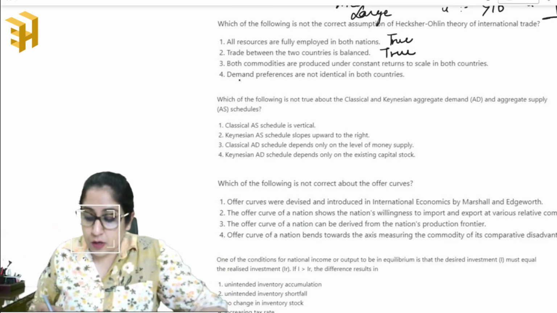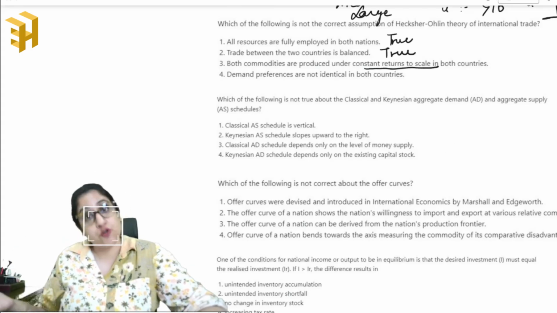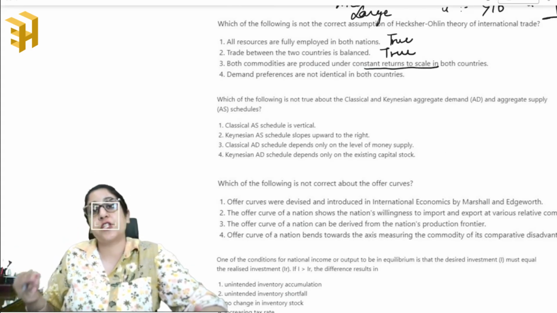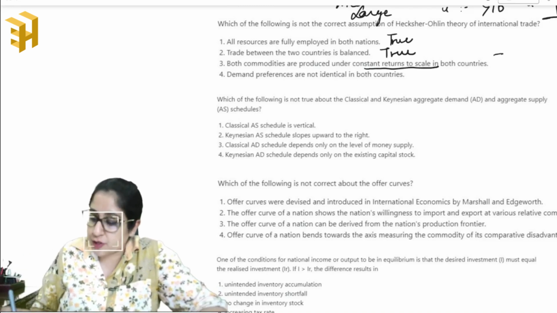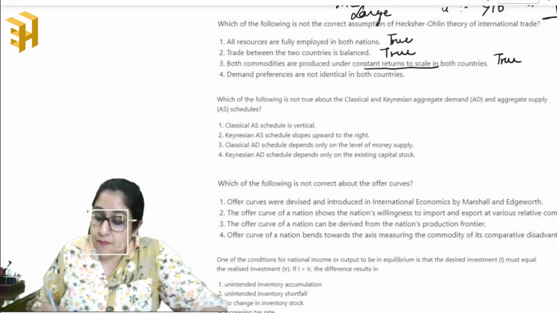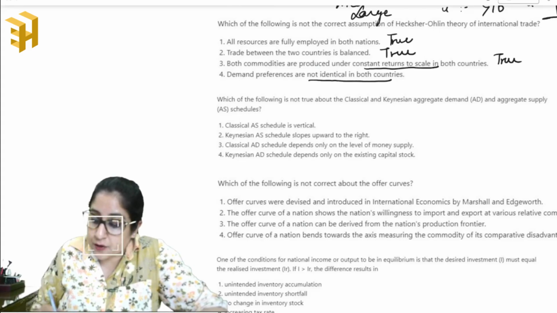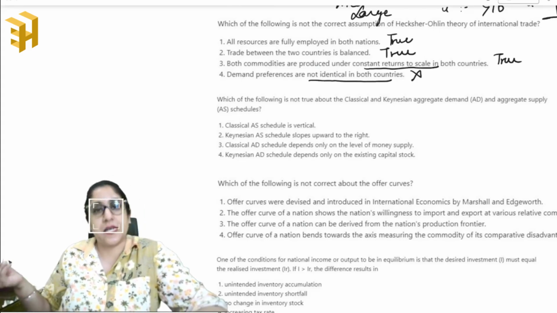Then both commodities are produced under constant returns to scale. This is also an assumption. Constant returns to scale is assumed, right? So this is also true. Then demand preferences are not identical. This is the false statement.